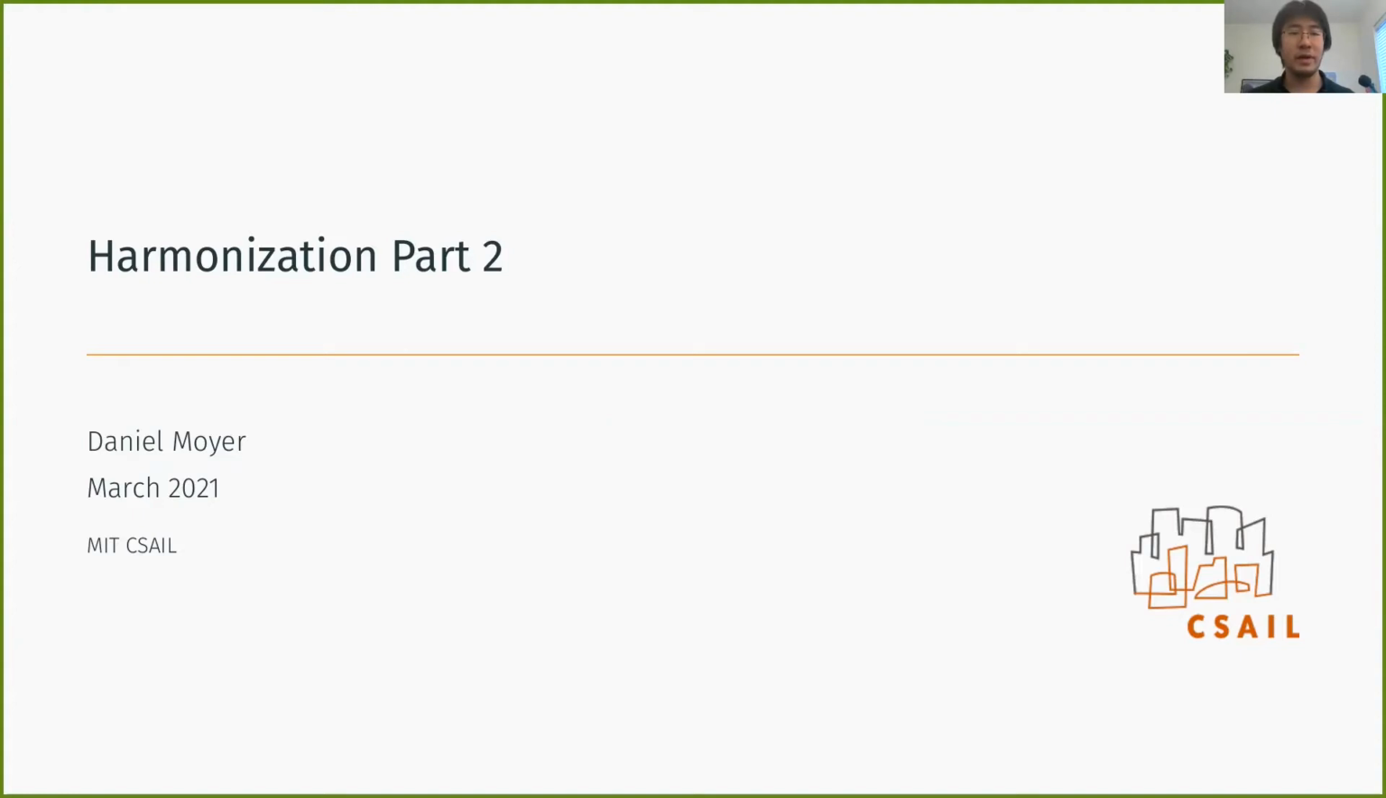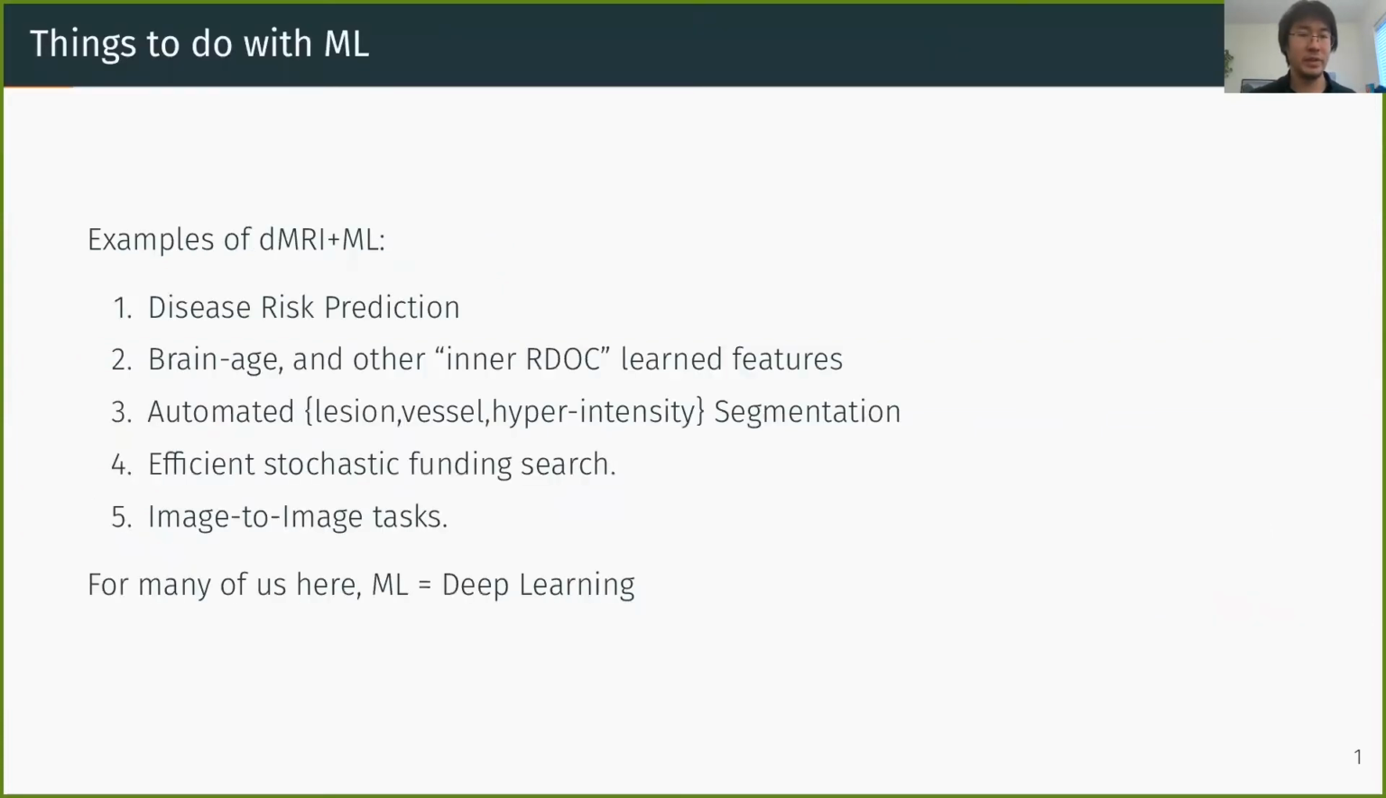Hi, everyone. This is Harmonization Part 2, where we're going to be talking about machine learning and harmonization. So there's a lot of examples of machine learning in diffusion MRI. For over a decade now, people have been trying to do disease risk prediction using diffusion measures. So this would be trying to predict, for example, early onset Alzheimer's or Parkinson's or other disease phenotypes using diffusion MRI and a machine learning model.